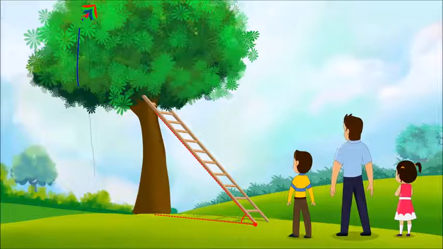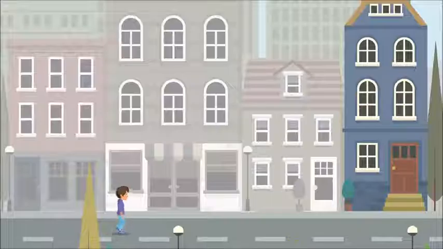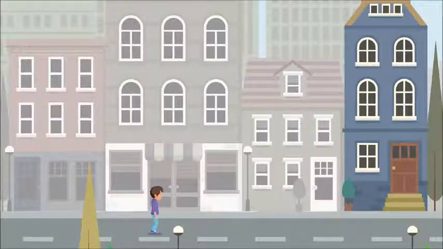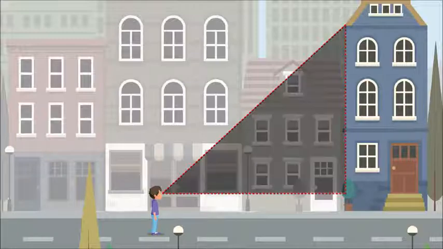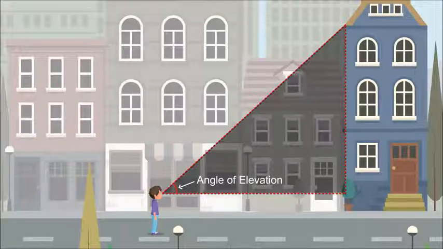Let us see some more situations where there is an angle of elevation. A boy walking on the road. He looks at the top of a building. The top of the building forms an angle of elevation with the eye of an observer. The line between the observer point and building top is called the line of sight.